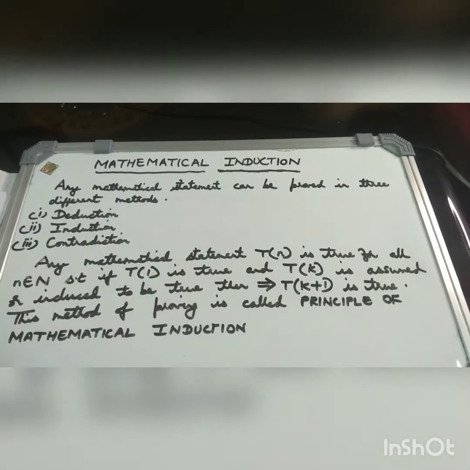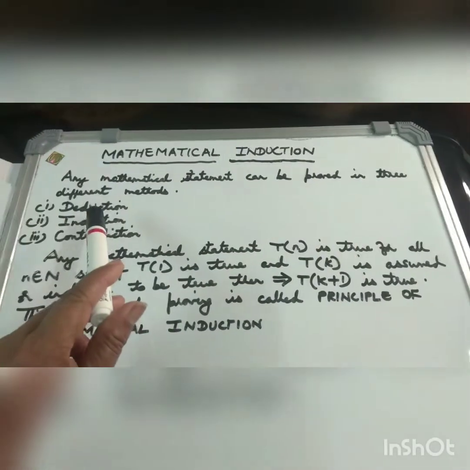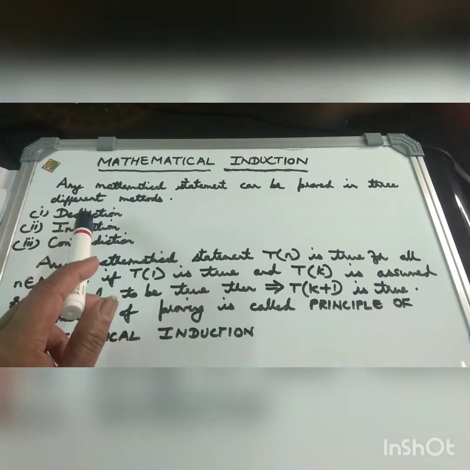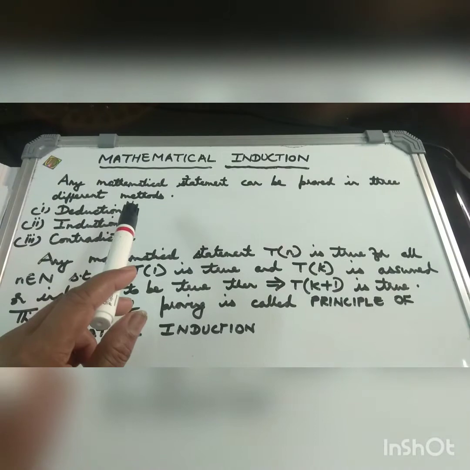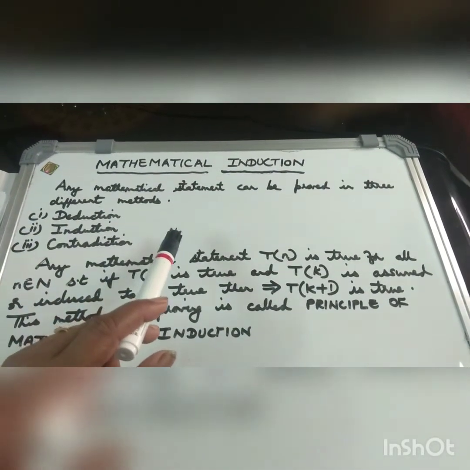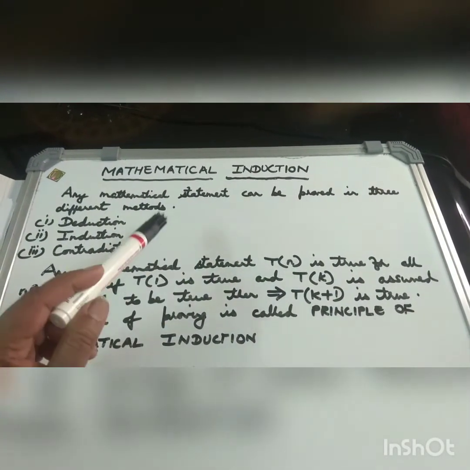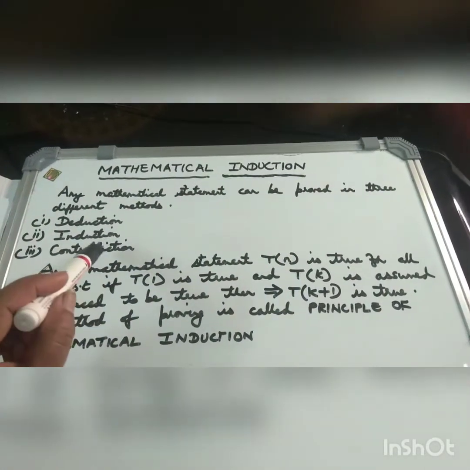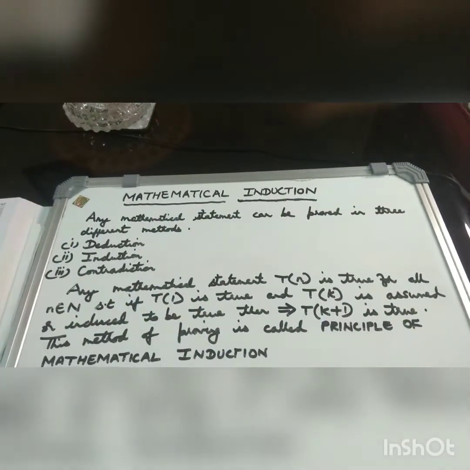Any mathematical statement can be proved by 3 different methods: deduction, induction, contradiction. Now, the deduction method we most often use, you are already familiar with it. That is, you start with the statement and prove the conclusion. Starting from the left hand side you reach the right hand side, or vice versa, starting from the right hand side reaching the left hand side. All the geometrical proofs use the deduction method only.